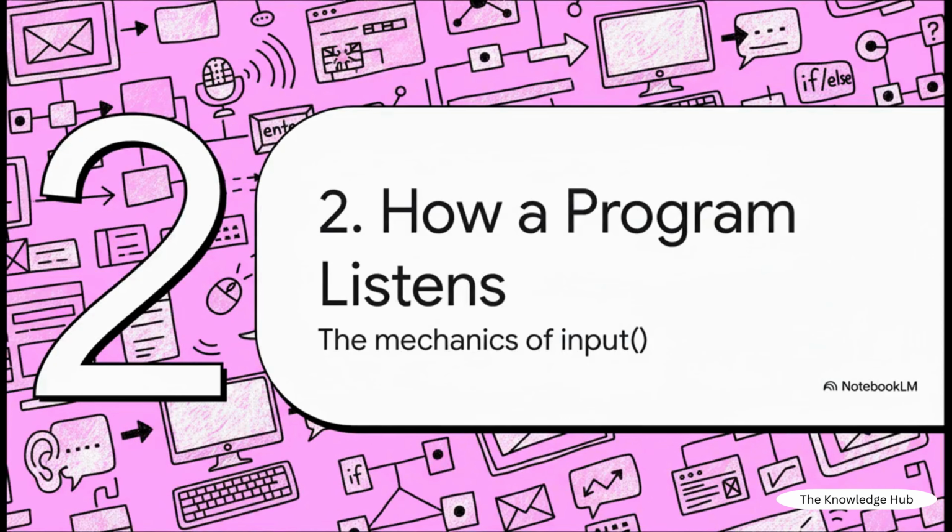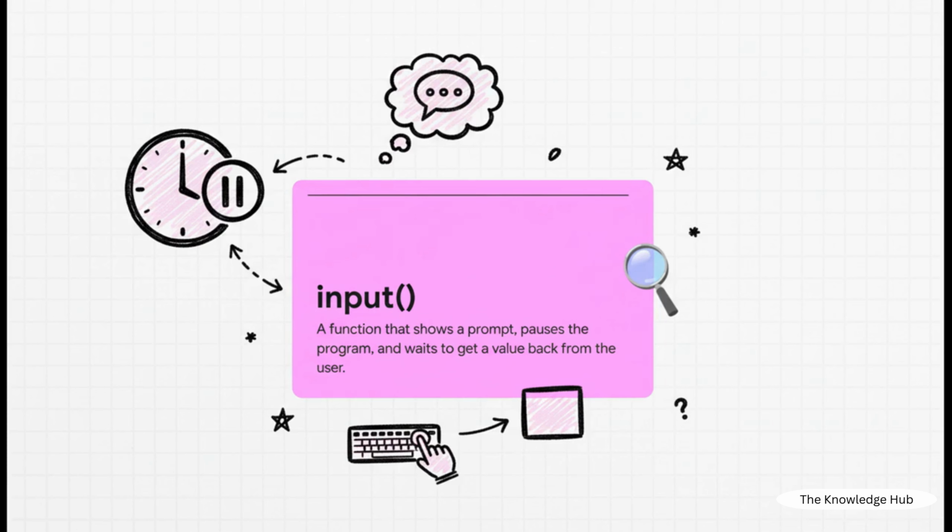Okay, so we get the idea of what input does, but how does it actually work? You know, what's really happening inside the computer when your code asks for information? Let's pull back the curtain a little and check out the step-by-step mechanics. So at its heart, the input function is like a little three-step dance. First, it shows a message. We call that a prompt, to let the user know what kind of info you're looking for.